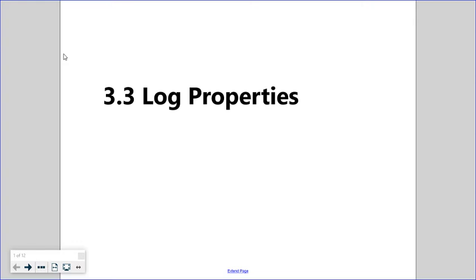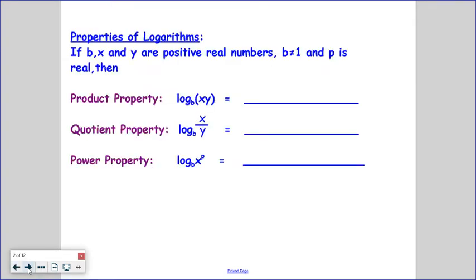Starting off with our log properties, we have a couple up there. We are going to clarify a little bit because not very often are they just solo properties. A lot of times you will have a mixture of these properties. We will use them to do what's called expanding and condensing our functions.